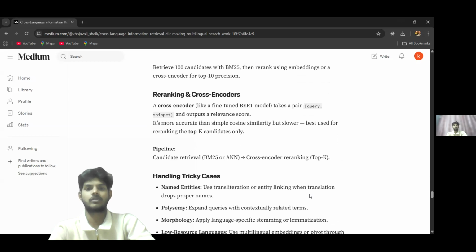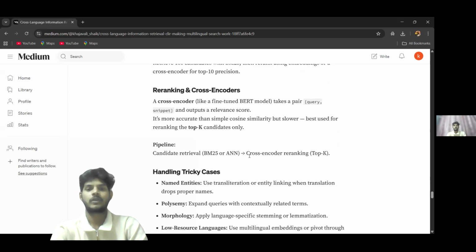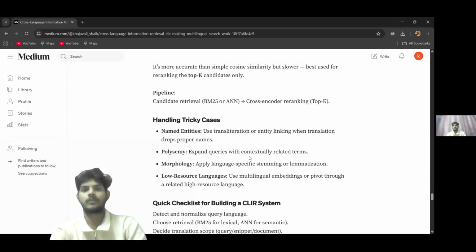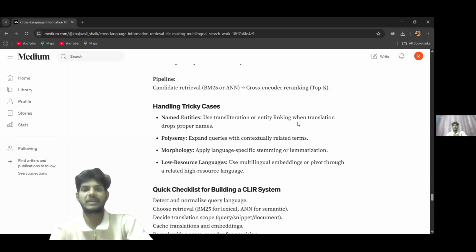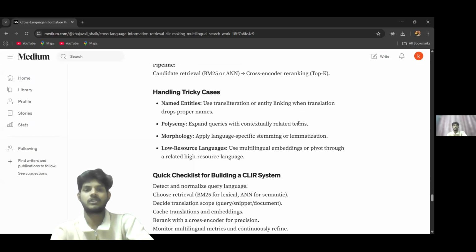Re-ranking and cross encoders. A cross encoder like a fine-tuned BERT model takes a pair, that is query and snippet, and outputs a relevance score. It is more accurate than simple cosine similarity, but slower. Best used for re-ranking the top K candidates only. Pipeline: candidate retrieval with BM25 or ANN, then cross encoder re-ranking of the top K. Handling tricky cases that may be named entities, polysemy, morphology, low resource languages.